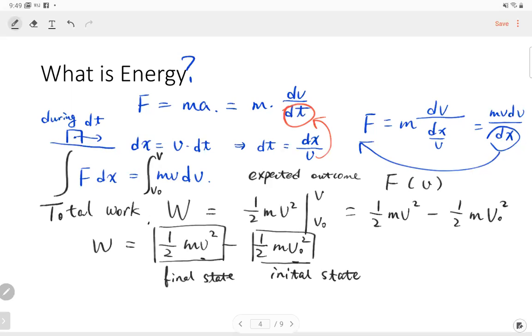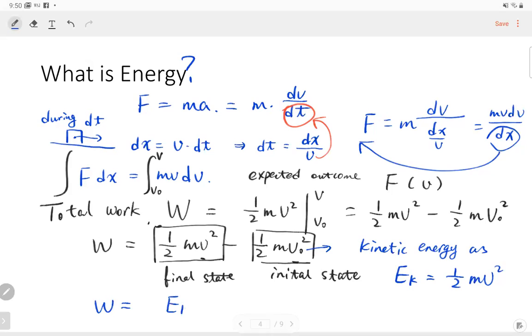So it doesn't depend on any states in between, or any internal state. That means this combination is very important, and we define this combination as kinetic energy. This is the definition. We define kinetic energy as E sub k equals 1/2 mv squared. So the total work is equal to the final kinetic energy minus the initial kinetic energy. So this is how we define the energy.